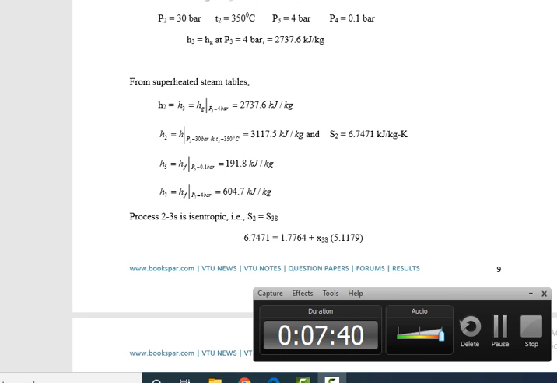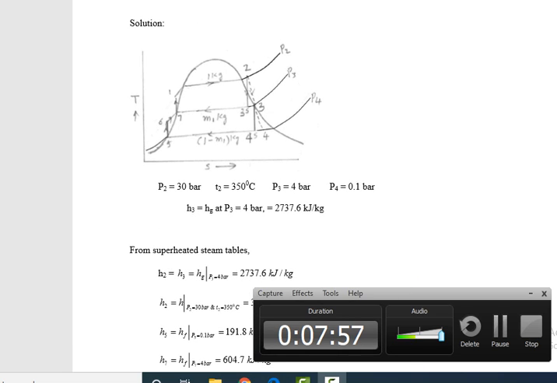This is nothing but the enthalpy, and you have to find the entropy also. S2 equal to 6.7471 kJ per kg Kelvin. This is the entropy. Then at pressure 0.1 bar, that is nothing but the condenser pressure, it is indicated by point 5. The condenser pressure is given at point 5.